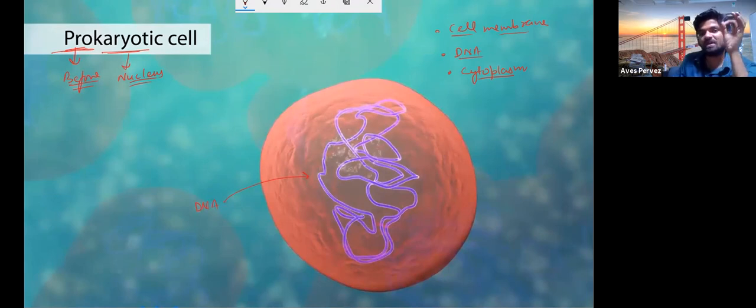So DNA must be there in prokaryotic cells. Cell membrane must be there and DNA. But what is lacking here? There are no membrane bounded organelles present. Like the mitochondria is not there. Still the mitochondria is there because the cell is still living, but it does not have the membrane, or we cannot say that it is going to have the boundary.